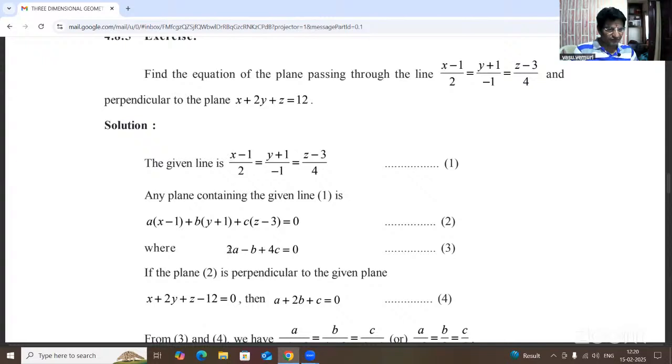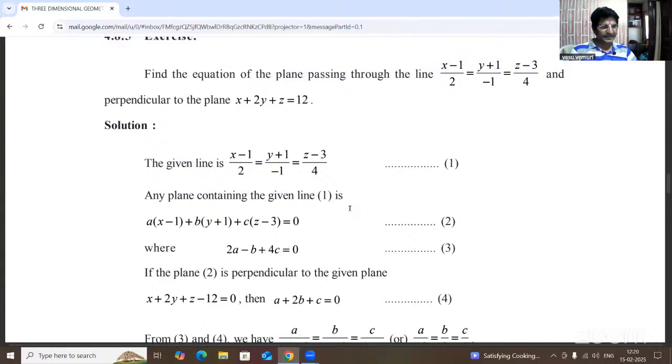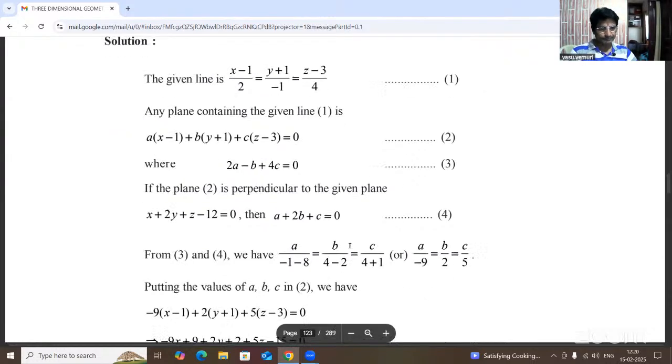After the simplification, 2a plus, from the normals. What are the normals? Given the line, 2, minus 1, 4. These expressions in terms of a, b, c: 2a minus b plus 4c equal to 0. The second equation is perpendicular to the given plane, x plus 2y plus z minus 12 equal to 0. Here the normals of the plane are 1, 2, 1. So those values are also written in terms of a, b, c: a plus 2b plus c equal to 0. This is also an expression.